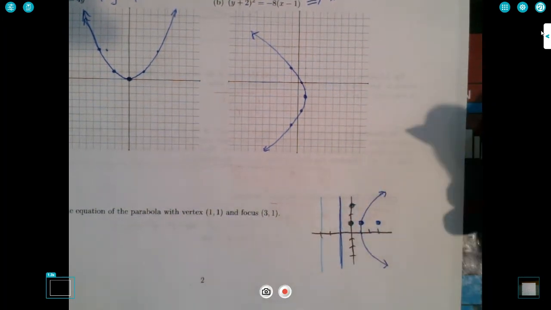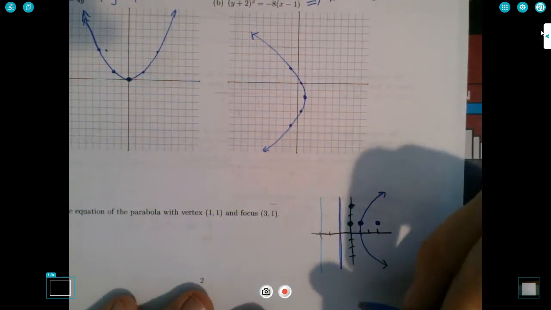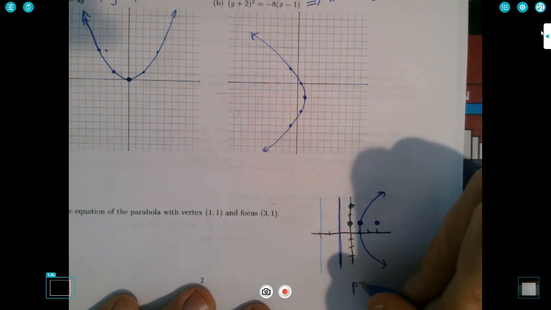Okay, but at any rate, you'll notice that p equals 2, right? So notice that p equals 2.